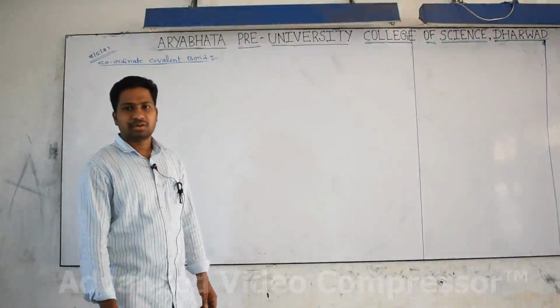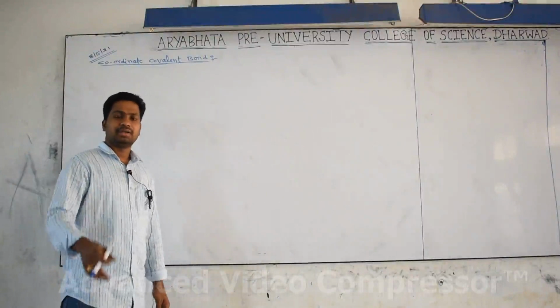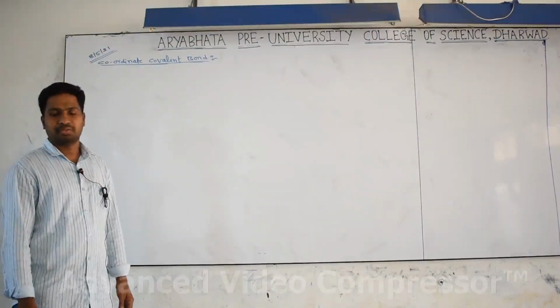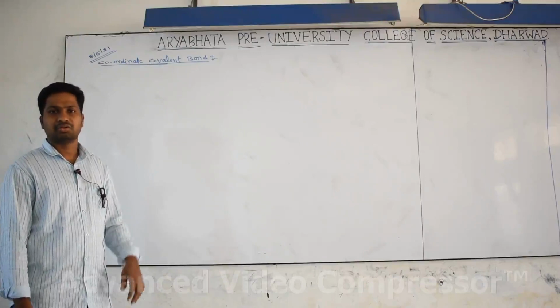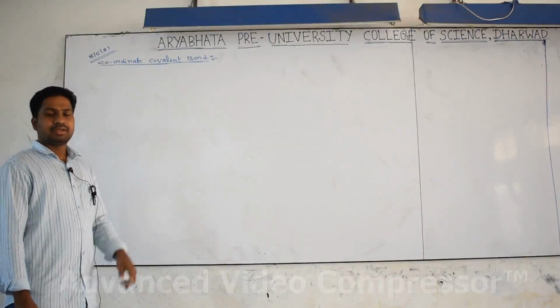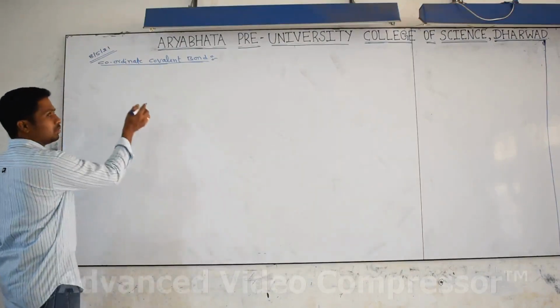We are discussing the coordinate covalent bond. Already in the last class I explained how a coordinate covalent bond is formed, also called a dative bond, also called a donor-acceptor bond. Everything I explained. And today I will explain some examples for the coordinate covalent bond.